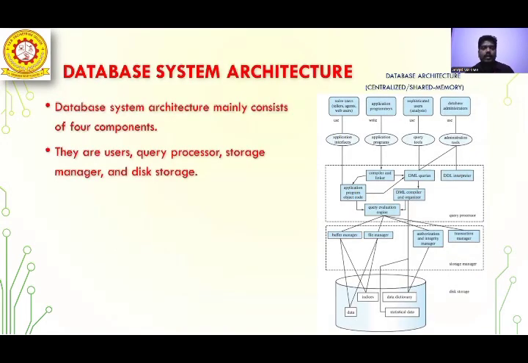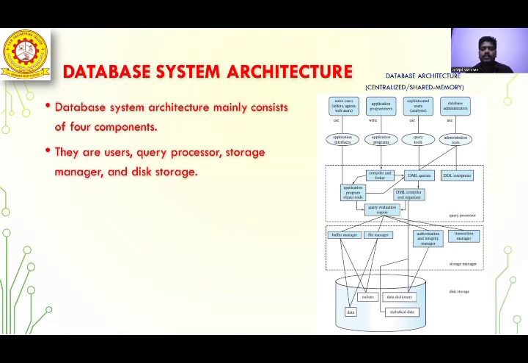And come to the next topic. It is database system architectures. It is used to explain how database systems are organized and designed. Database system architectures mainly consist of four components: users, query processors, storage managers, and disk storage. So we will see them one by one in detail.